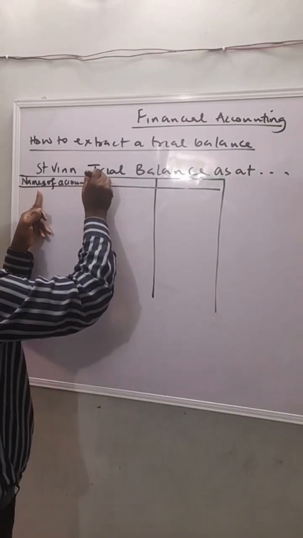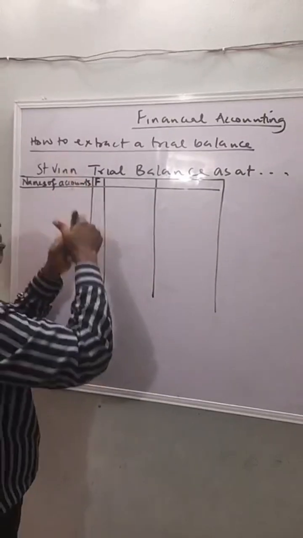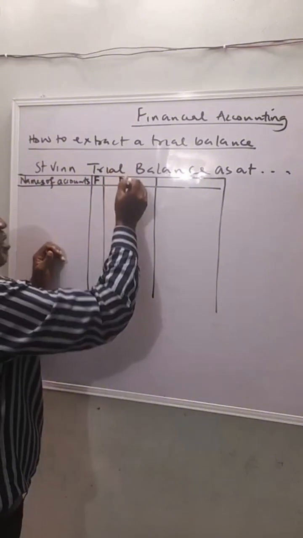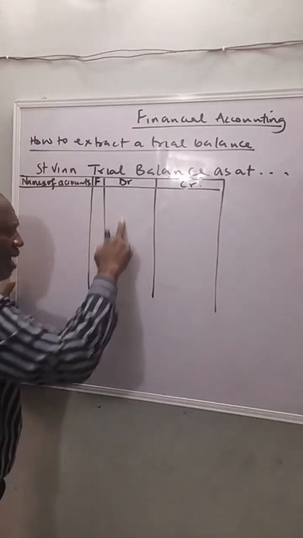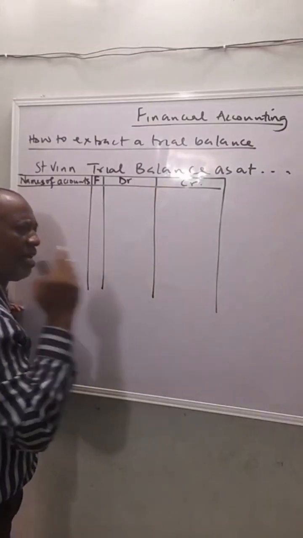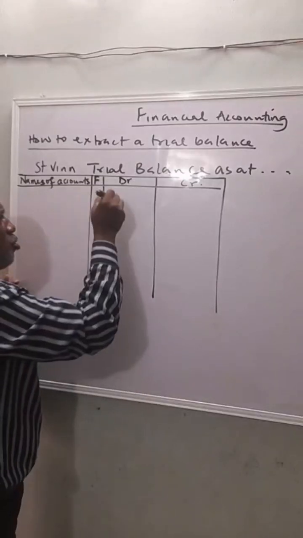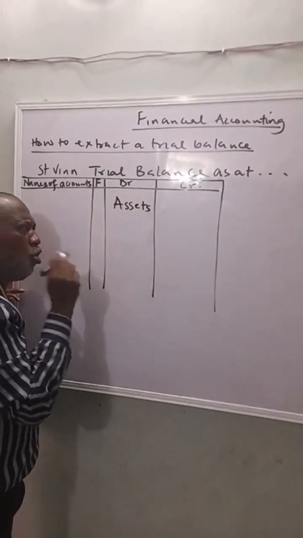This is folio. The folio may not be there in exam. In examination, when they give you a trial balance, they will remove the folio and just write debit and credit. This is the debit side, and this is the credit side. This debit side has transactions that must be there, and the credit side has transactions that should be there. Take note. On the debit side of any trial balance that you see, all you will see there are assets and expenses.